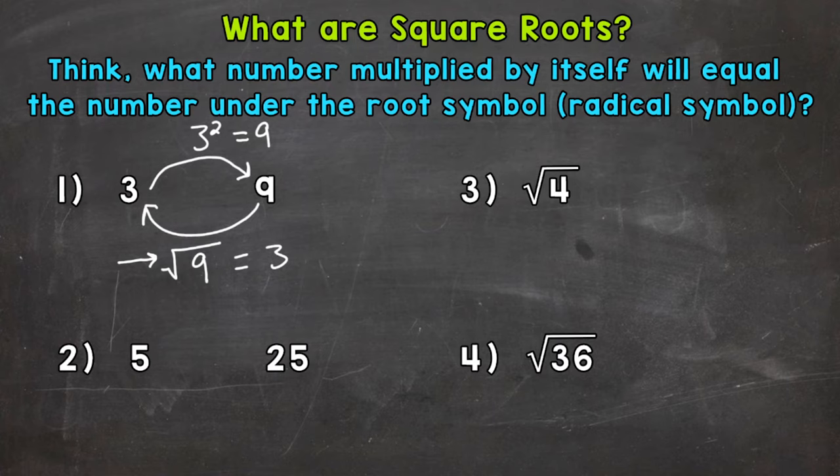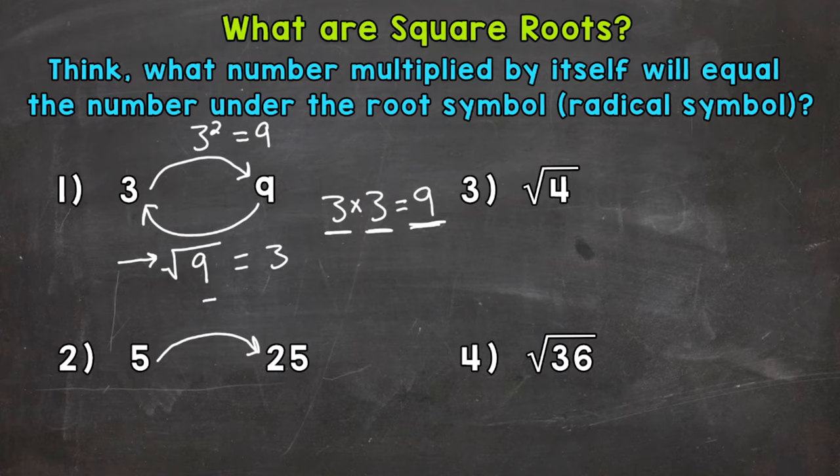Think about it. We know 3 times 3 equals 9. So a number times itself equals the number under the square root symbol. So the square root of 9 equals 3. Let's move on to number 2 and try another one.